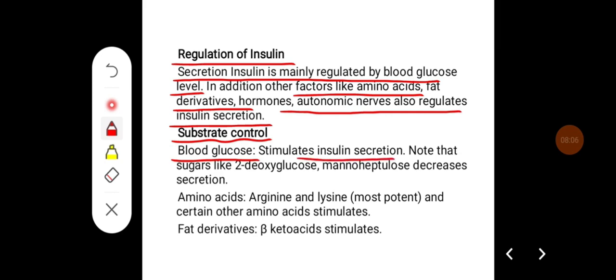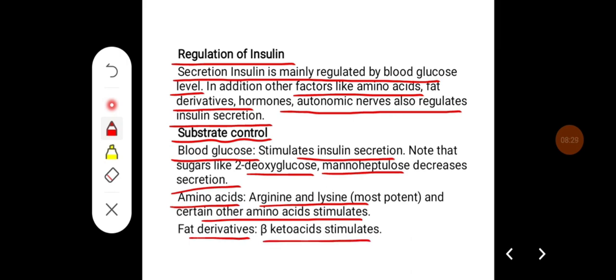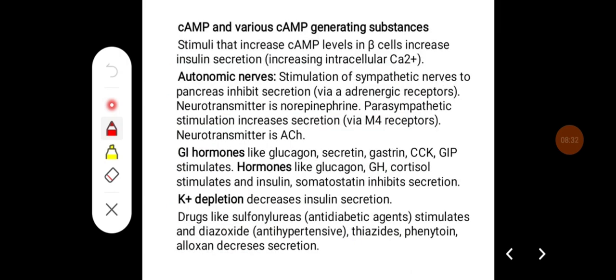Note that sugars like 2-deoxyglucose and mannoheptulose decrease the secretion. Whereas amino acids like arginine and lysine are the most potent stimulators of insulin, and certain other amino acids also stimulate. Fatty derivatives like beta keto acids stimulate insulin secretion. Cyclic AMP and various other cyclic AMP generating substances, the stimuli that increase cyclic AMP levels in beta cells, increase insulin secretion by increasing intracellular calcium levels.